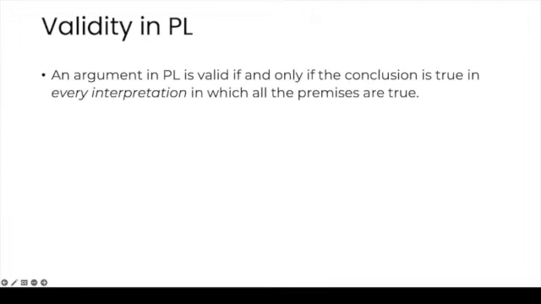Remember that an argument is valid if and only if, whenever the premises are true, the conclusion is true as well. In our previous two videos, we mentioned that whenever we talk about truth in PL, we're always talking about truth in an interpretation. For that reason, an argument in PL is valid if and only if the conclusion is true in every interpretation in which all the premises are true, and otherwise it is invalid. This is exactly the same definition we use for sentential logic, except that we're now qualifying the predicate true with the phrase in an interpretation.